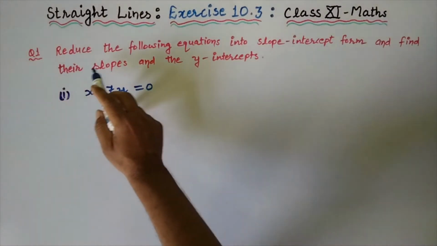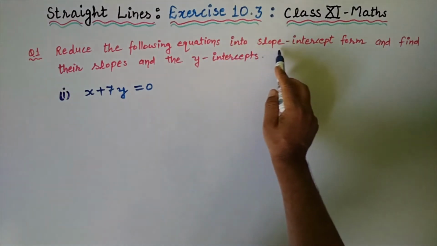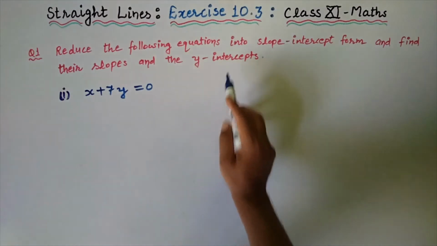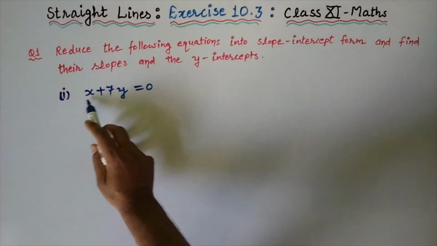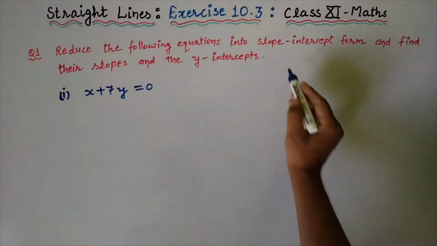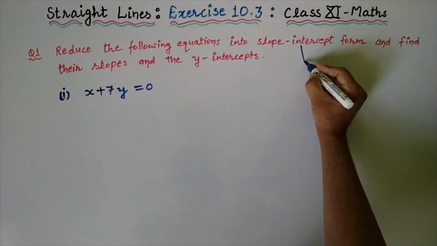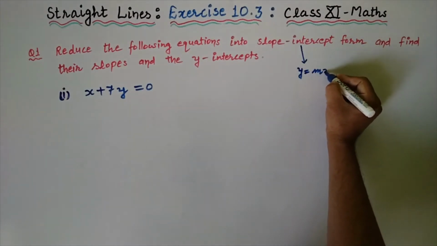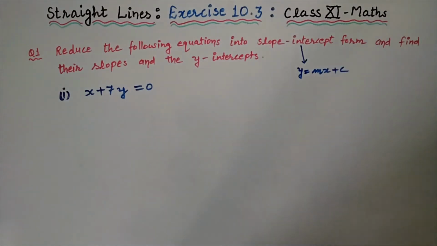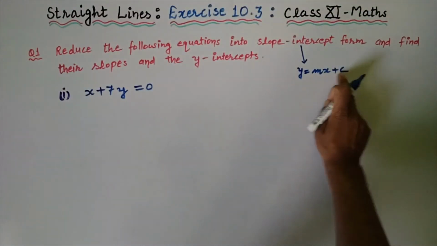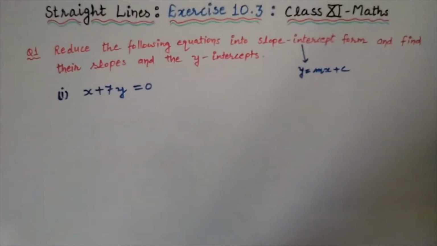The very first question is, reduce the following equations into slope intercept form and find their slopes and the y intercepts. The very first part is x plus 7y is equal to 0. So what is the slope intercept form? Slope intercept form means y is equal to mx plus c. In this form we are going to reduce this equation. Here m is called the slope and c is called y intercept.